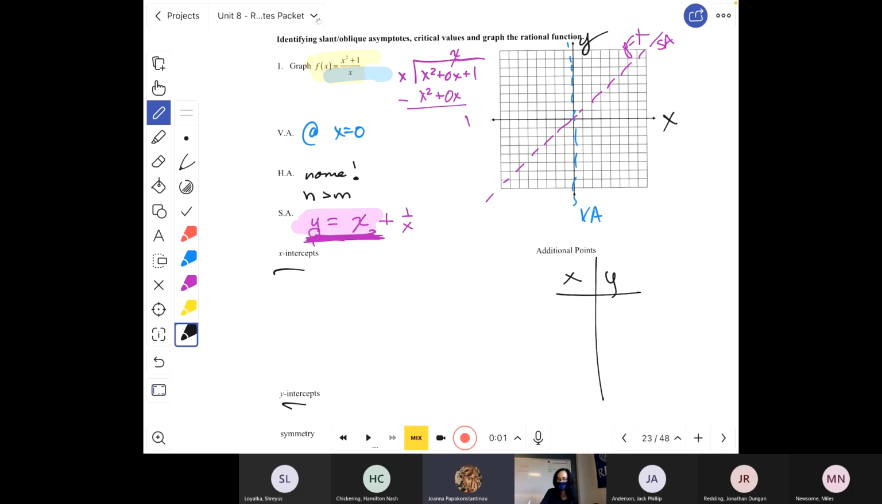Do I have an x-intercept? Yeah. My x-intercept, remember, is when y is equal to 0. So if I set 0 equal to x squared plus 1 over x, we know what we know about cross multiplying. I'm really only looking at the numerator equal to 0, right? I'm only looking for the numerator equal to 0. So do I have any x-intercepts?